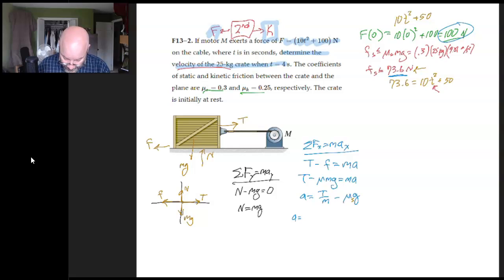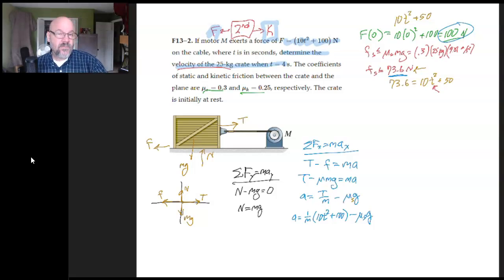All right, so a, and I'm going to put in what a t is. So I'm going to put 1 over m like this, and then 10t squared plus 100, and then minus mu sub s times g. So that's how I can get my acceleration. Acceleration is going to lead me to my velocity.